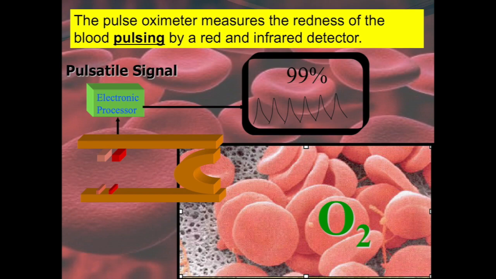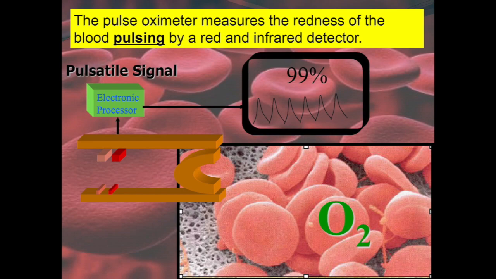And there's receivers or receptors that then receive the amount of redness, comparing the two frequencies of light that transmit an electric signal to the electric processor. There is a calculation that is made called the Beer-Lambert law, and then the monitor spits out the pulse signal and what percent of hemoglobin is saturated with oxygen.